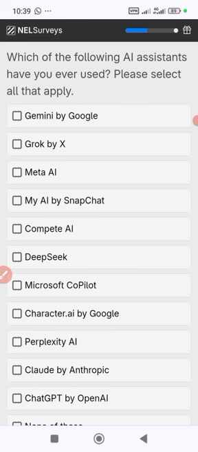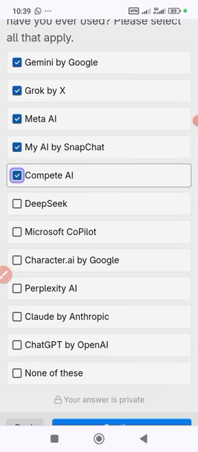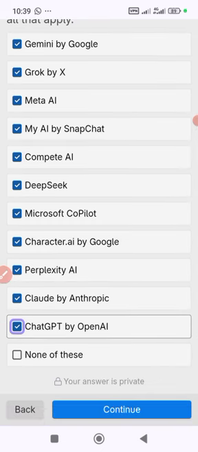So, which of the following AI assistants have you ever used? Please select all that apply. Gemini. I'll just select a lot. That's how I do it. I select almost all. I'll check, but sometimes you could have a screener.